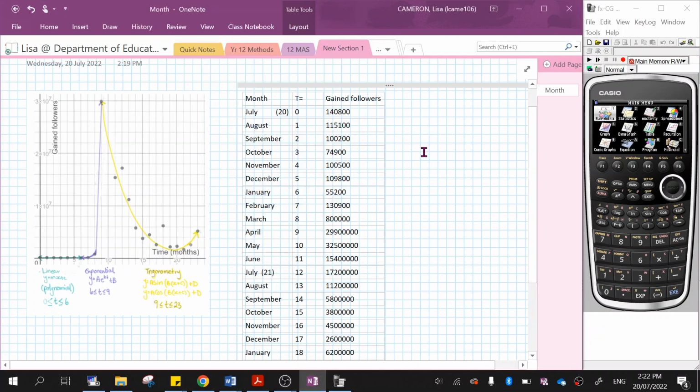Okay, so now we're going to be determining our linear model for this equation. Here you can see I've got my pictures and I've got my data. Now the important thing is that I have already split it up into what domain the linear model exists over. So the linear model exists between when t is equal to 0 up to where t is equal to 6.